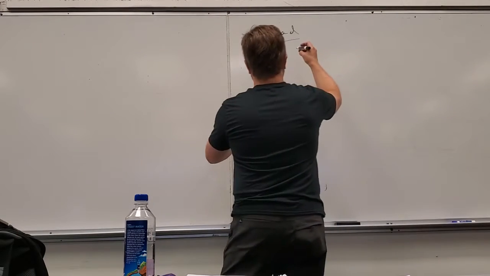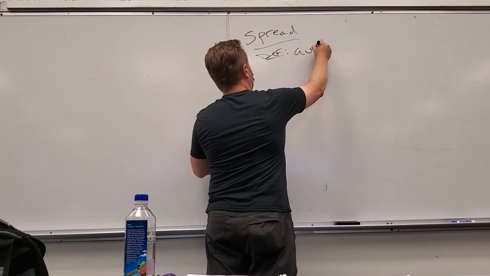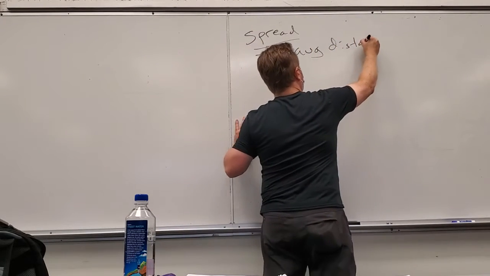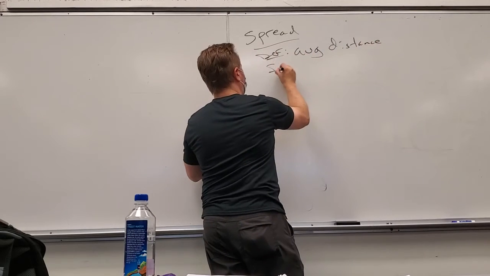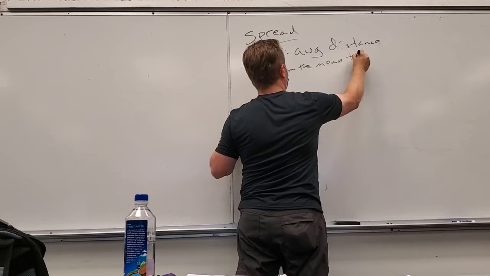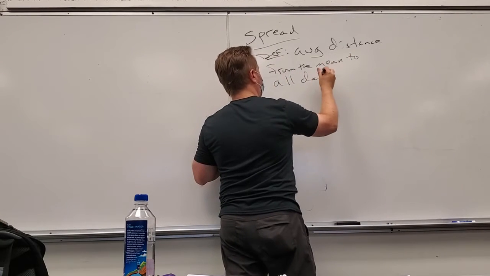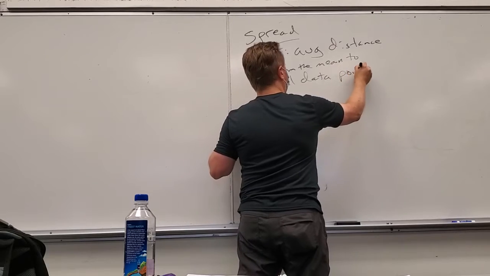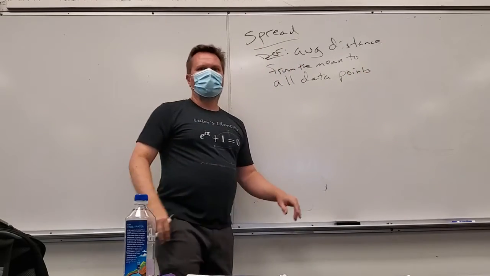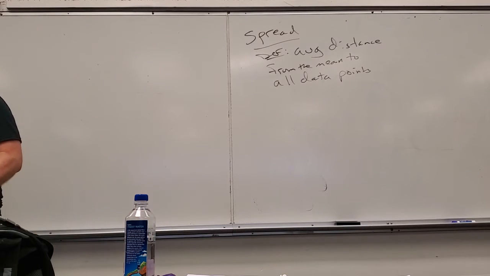So let me say this again. We want the spread to be the average distance from the mean to all of the data points. How do I calculate the average anything?